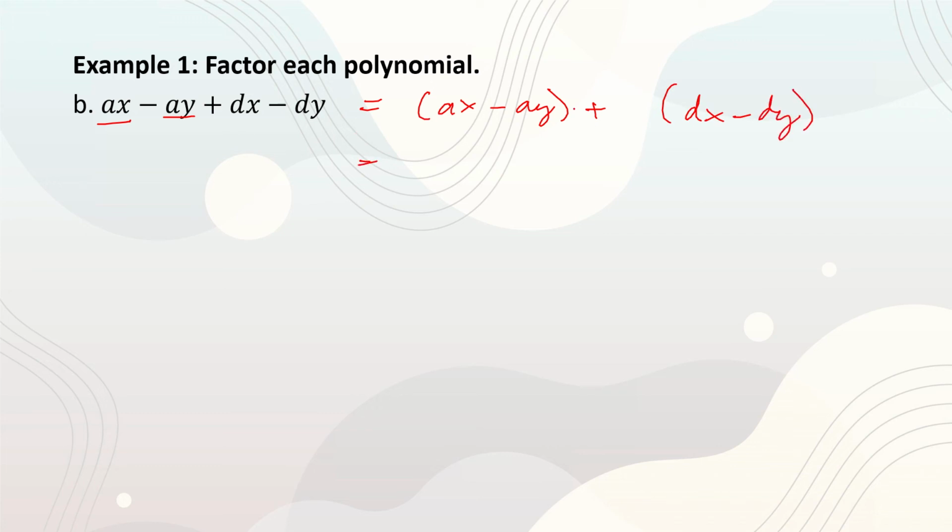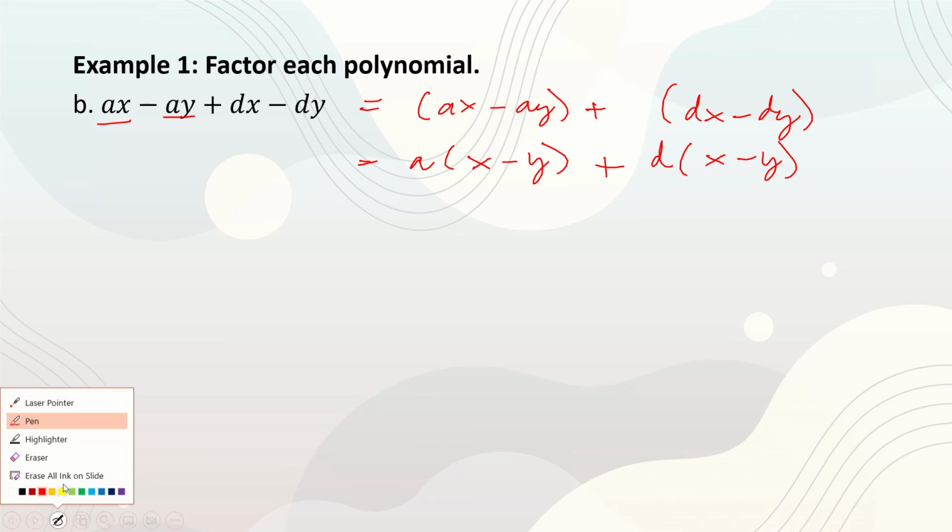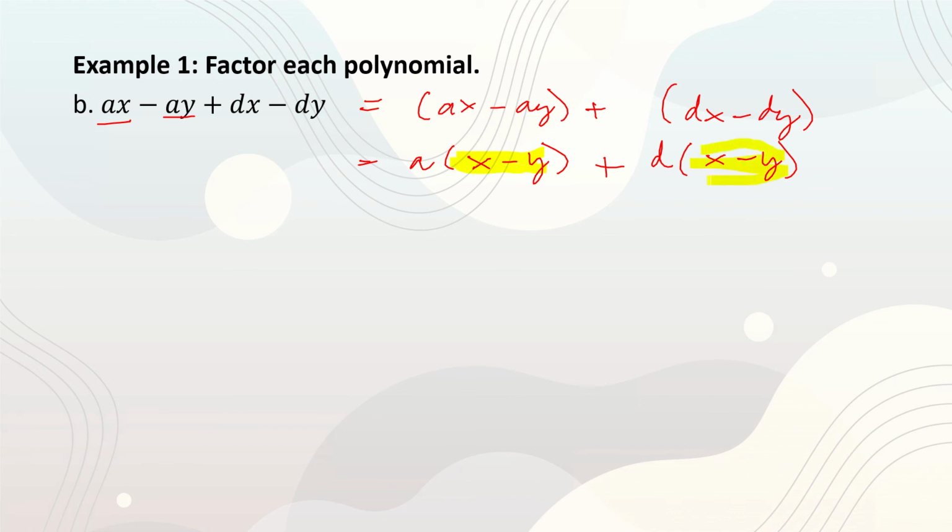So for our first group, it has a common factor of a. So you factor that out. So you have x minus y. And our second group, it has a common factor of d. So what will be left is x minus y. Now, in our two groups, they have a common x minus y in here.